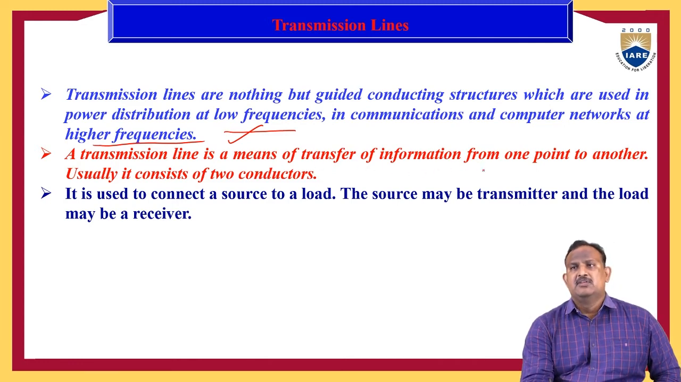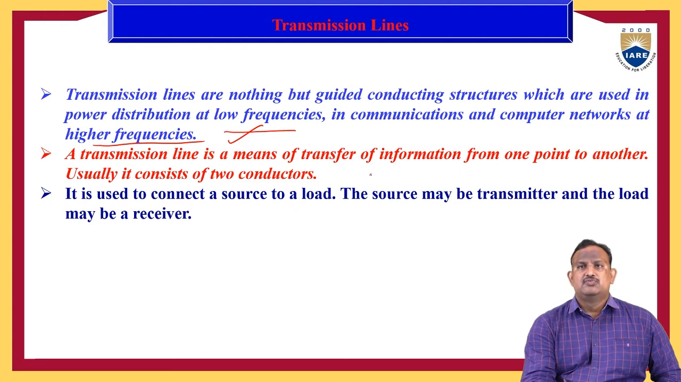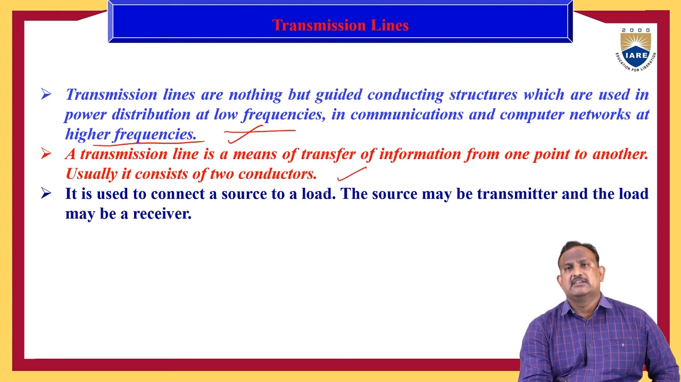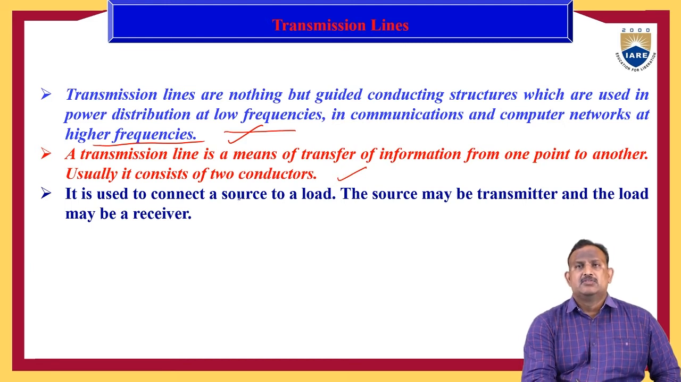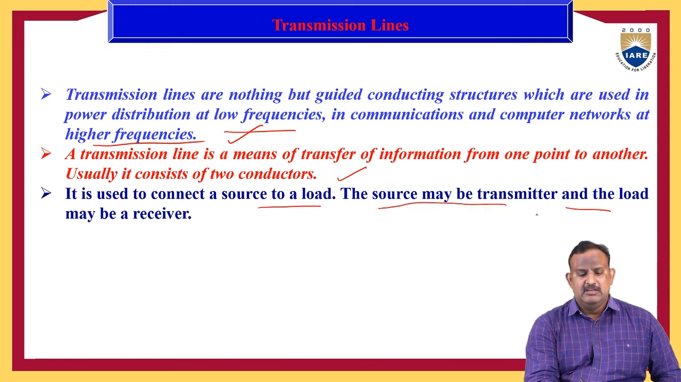A transmission line is a means of transfer of information from one point to another. Usually it consists of two conductors, an inner conductor and an outer conductor. It is used to connect a source to a load. The source may be a transmitter and the load may be a receiver.